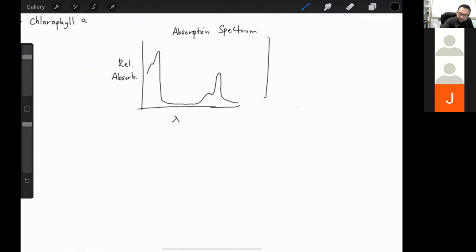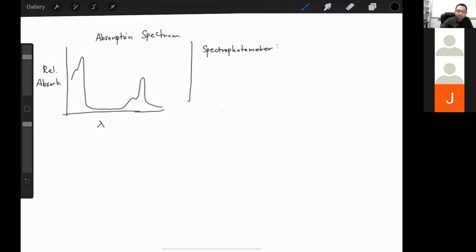So, this type of graph can be created by using what we call a spectrophotometer. Okay, spectrophotometer. So what is a spectrophotometer? Well, it's actually a very simple machine.